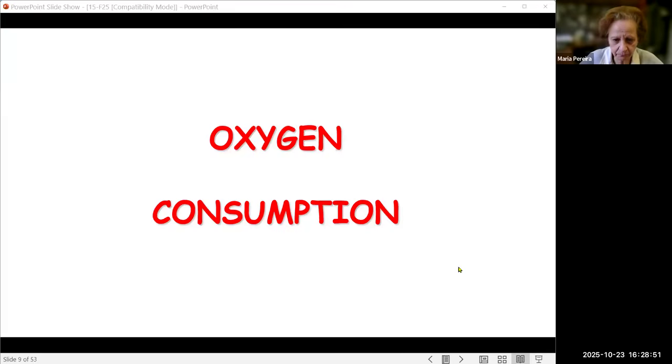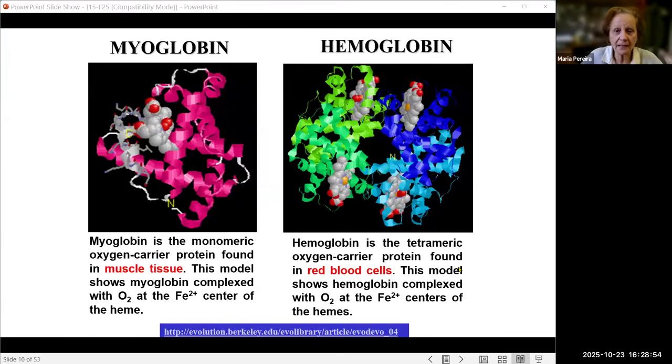Okay, so now let's go to oxygen consumption. So here is another way that the muscle fiber developed to be more efficient to produce ATP. It needs a lot of oxygen to produce all those large amounts of ATP, large concentrations of ATP. So in all cells, oxygen is carried in the blood by the hemoglobin, right? The hemoglobin is located in the red blood cells that are transported in the blood vessels.